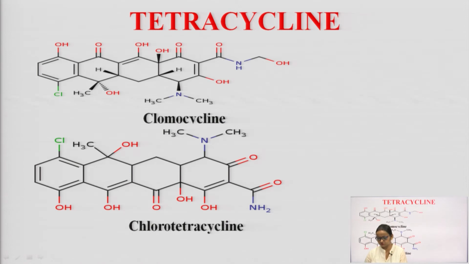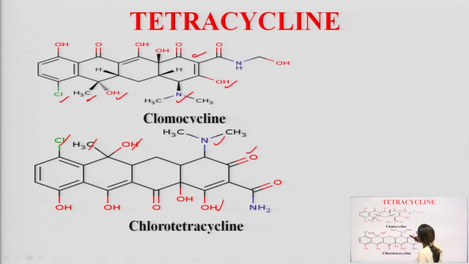Next, clomocycline is said to attain increased blood level and have greater stability than the parent chlortetracycline. See the structure of clomo and chlor, it is then clear to you. In both clomo and chlor, chlorine is present, CH3 is present, OH is present, N(CH3)2 is present, OH is present, O is present, CONH2. See here, OH, O, OH, O, all things are present.